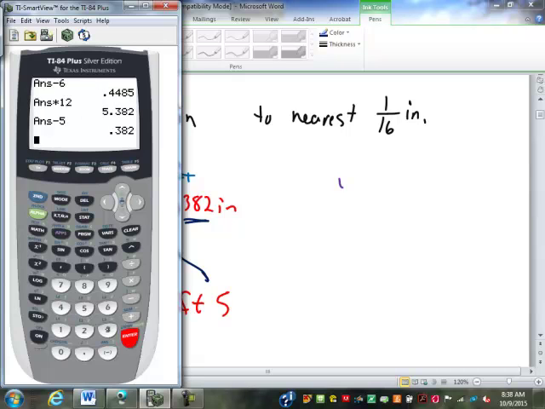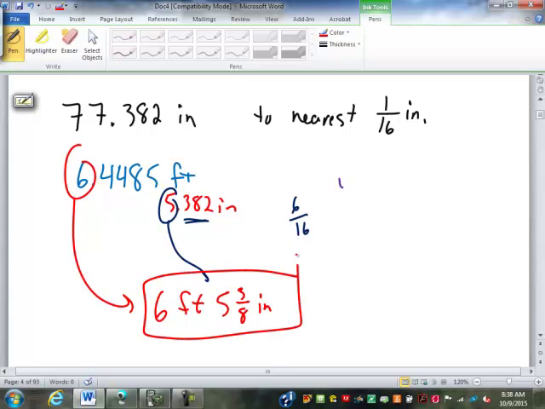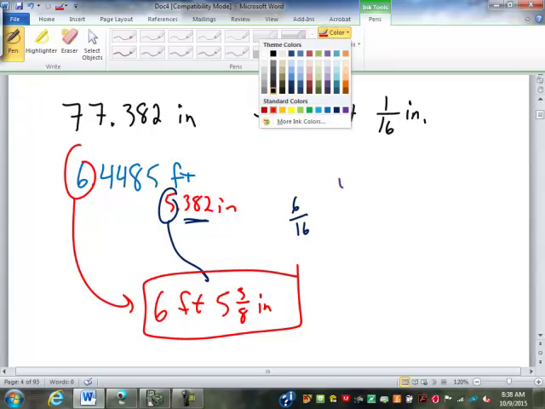Now I want to change it to 16ths, so I'm just going to take that times 16. It gives me 6.1, so that means it's between 6 and 7, which is closest to 6/16, or reduced to 3/8. So to the nearest 16th of an inch, 77.382 inches is 6 feet 5 3/8.